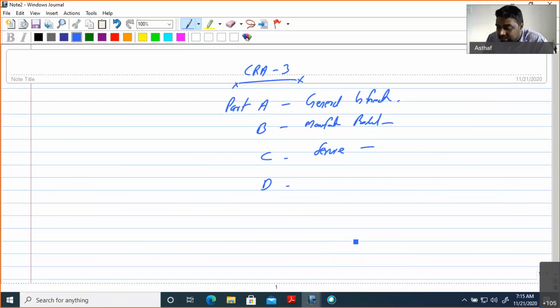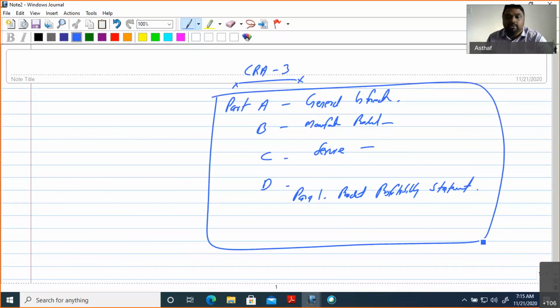Under part D, para 1 tells about the product profitability statement. That is how CRA 3 will be. Under para 1, it will have two parts. One part will be cost per unit, that is per unit, and one will be total. First will come revenue, another part will come cost, so you will find out the profit. That is the only thing.